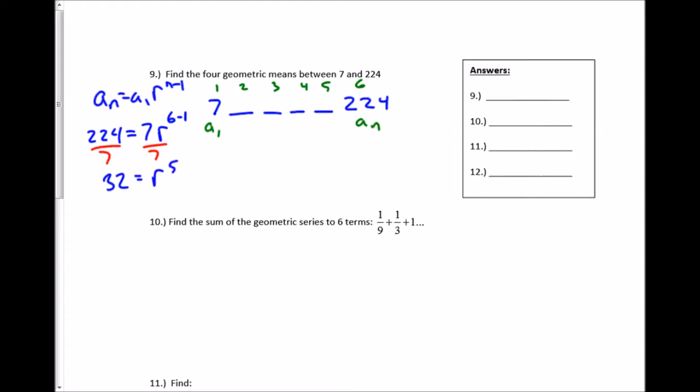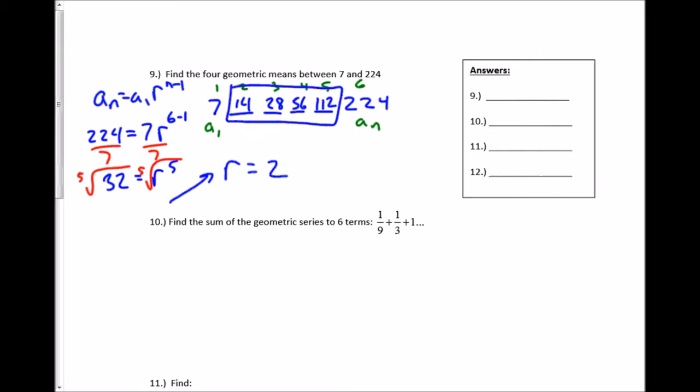In order to solve for r, take the 5th root of each side. So I find out that r equals 2. Okay? But then I actually have to fill in the blanks here. I take the 7 times 2 gives me a 14, times 2 gives me a 28, times 2 gives me a 56, times 2 gives me a 112, and then times 2 does give me the 224. So now I know that I've found the correct r value. I know that I've filled in the blanks correctly.